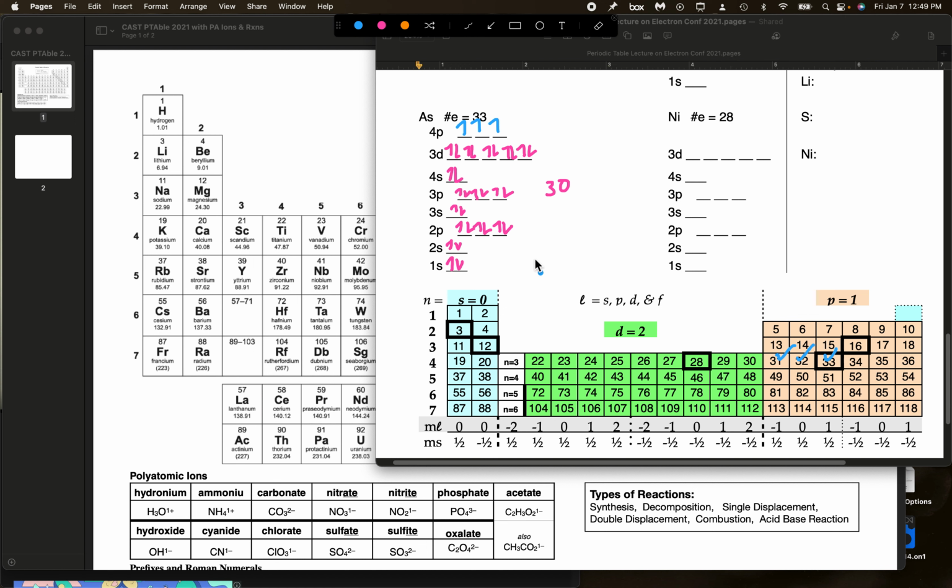And then if you wanted to do electron configuration, the end of the 3rd period is right here. That's argon at the end. And so if we wanted to do arsenic, we would do argon. And then the 4s has 2 electrons in it. The 3d has 10 electrons in it. And the 4p has 3 electrons in it.